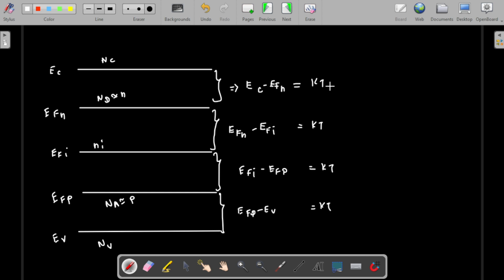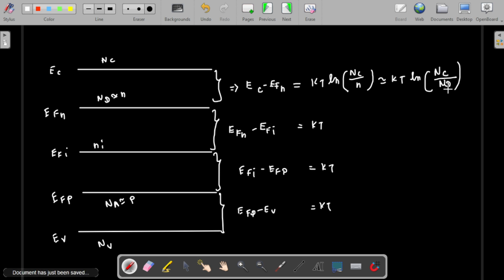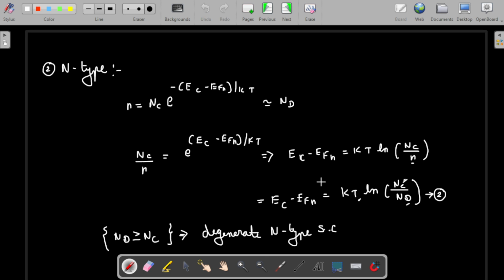We have so far found out all the things, right? We are clubbing together, but there is some shortcut. So this is also ln. This is NC, this is ND. We can write this directly as N or ND. We can even write this as KT ln NC divided by ND. Based on the question dependency, we can choose any value. This is what we found out in the first one.